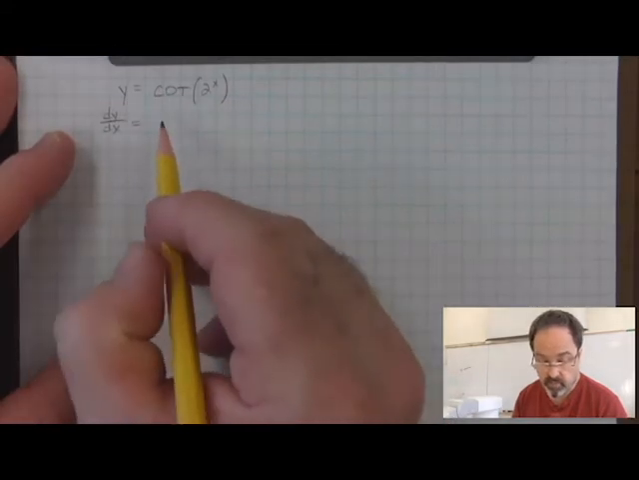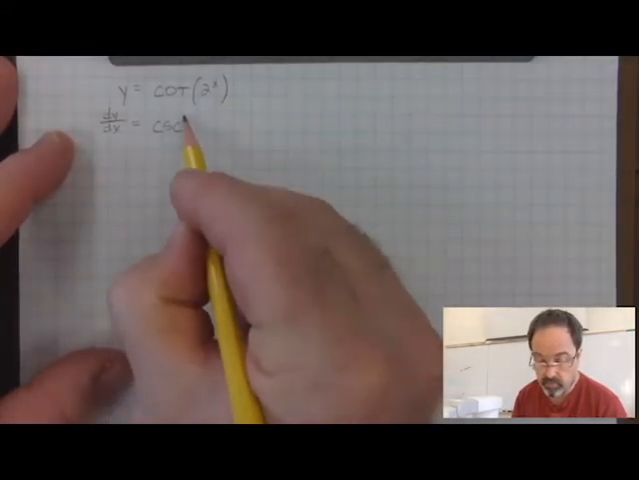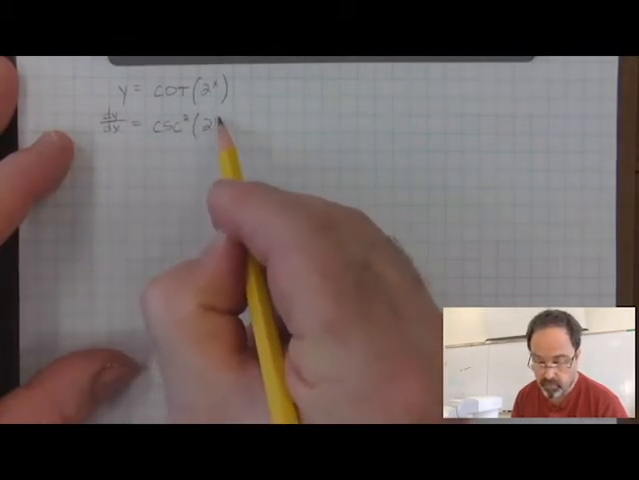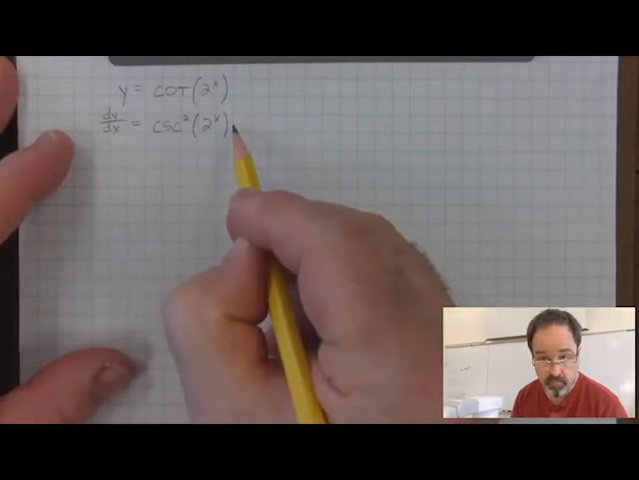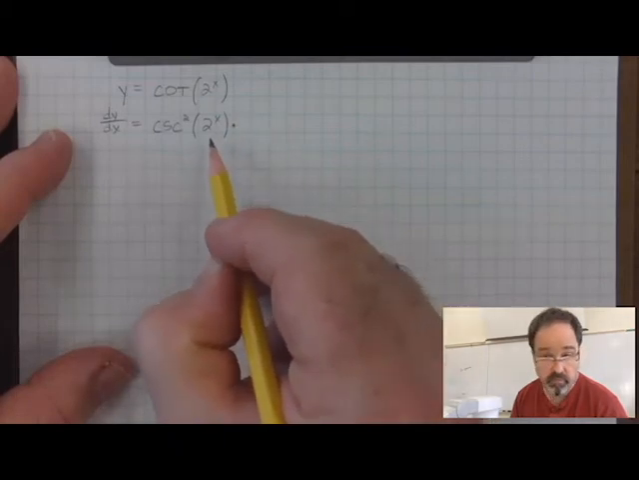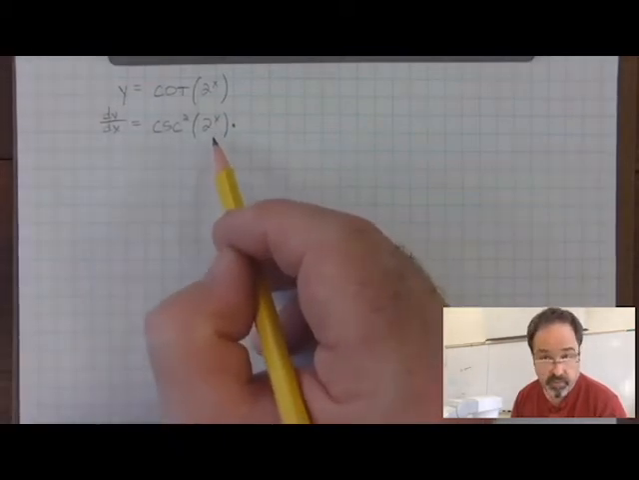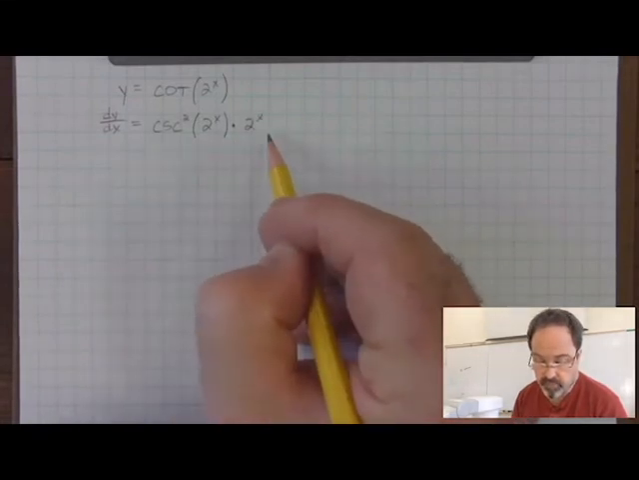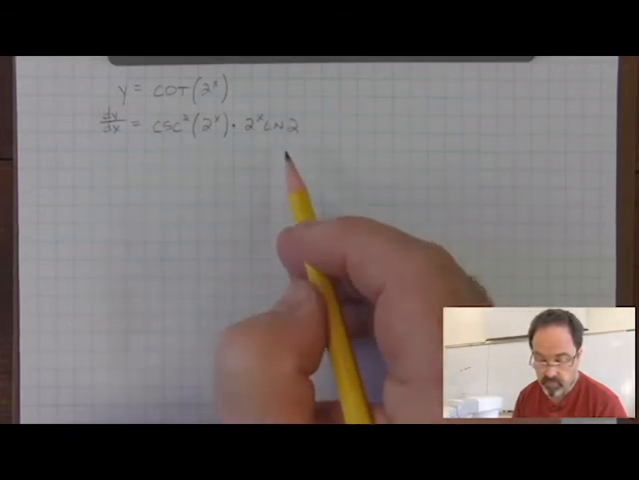The derivative of cotangent is negative cosecant squared, composed with 2 to the x. But then a composite function, we need to apply the chain rule and multiply by the derivative of the inside function. In this case, we have an exponential function, so the derivative of it is 2 to the x itself times the natural log of its base, 2.